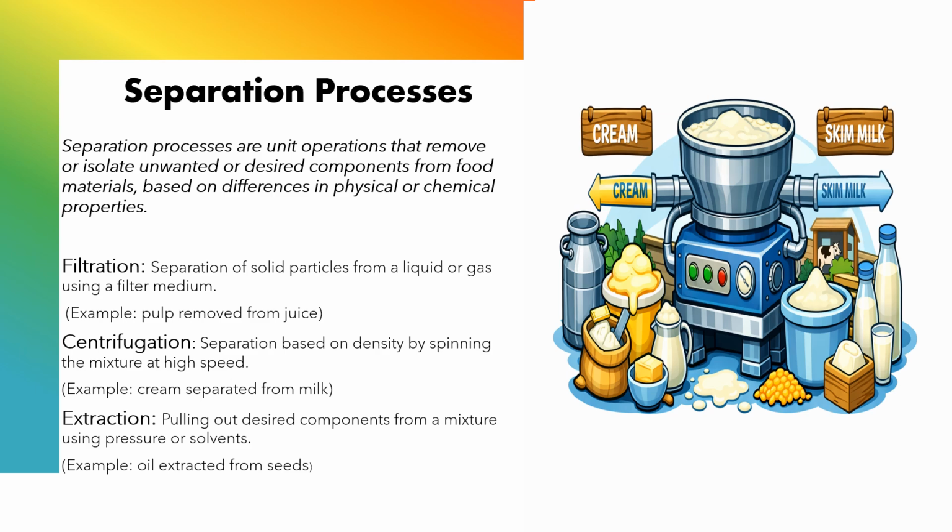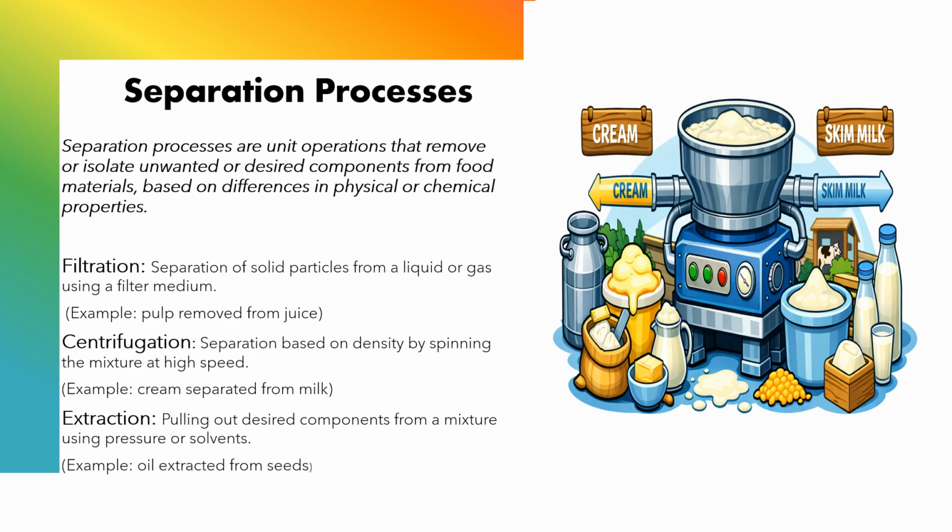They rely on differences in size, density, solubility, or other properties. So, these are the types of separation processes. The first one is filtration, that means separation of solid particles from a liquid or gas using a filter medium. For example, pulp removed from juice, or filtering tea leaves from brewed tea. The next one is centrifugation, that means separation based on density by spinning the mixture at high speed. For example, cream separated from milk.